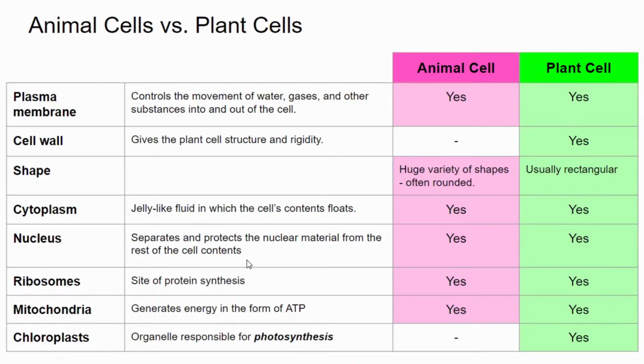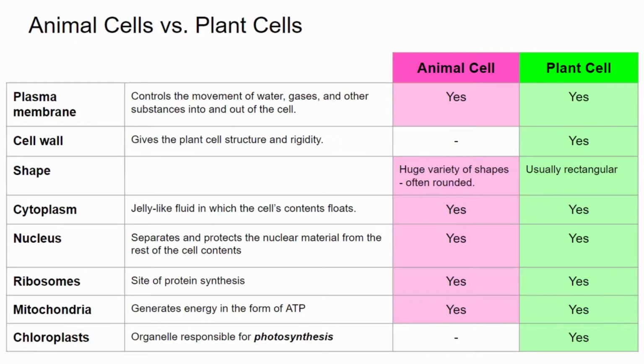A nucleus is what separates and protects the nuclear material from the rest of the cell contents, and helps protect it from enzymatic degradation from things inside the cell in the cytoplasm. Our ribosomes, we'll talk about more in the gene expression topic, but these are the site of protein synthesis, so they're very important. And then lastly, our mitochondria and chloroplasts.